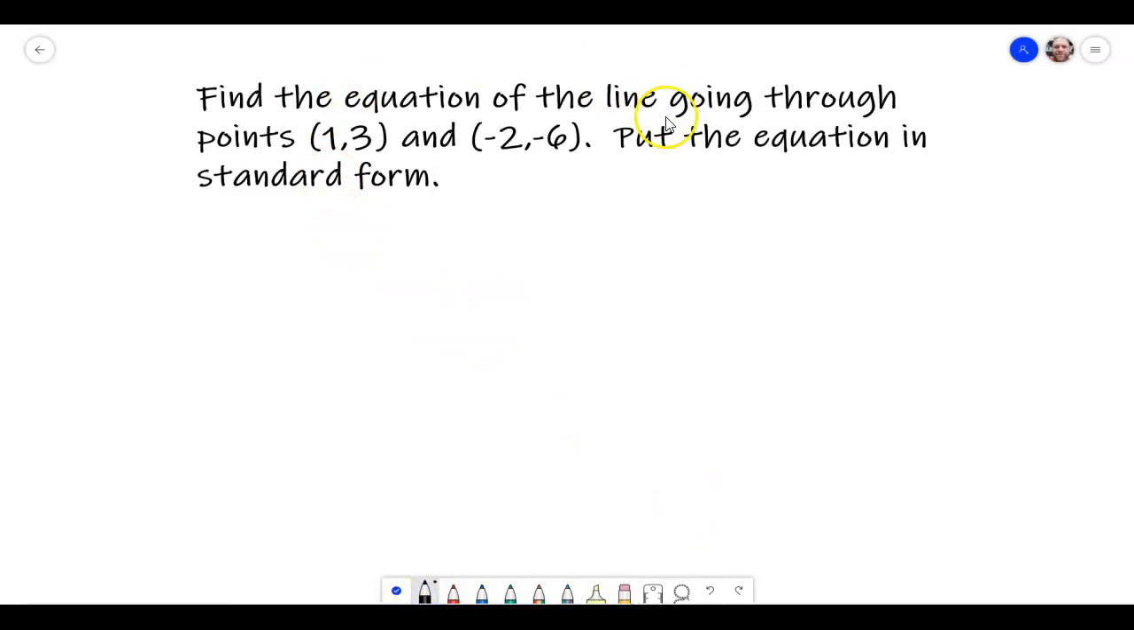Beckstrom, and here it says find the equation of the line going through points (1, 3) and (-2, -6). It says put the equation in standard form. So let's remember what standard form is.